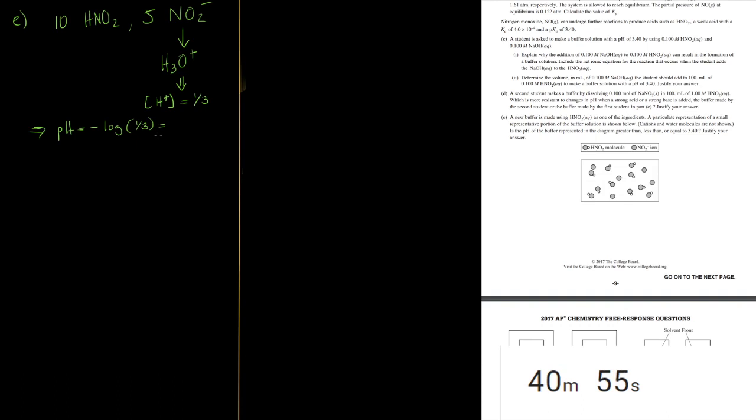Yay, log facts. That comes out to 0.477. In other words, way less than 3.4. Prefaced with either that or way more or equal. Who really knows? Not me. Okay, let's move on.